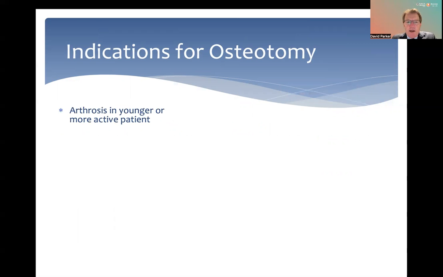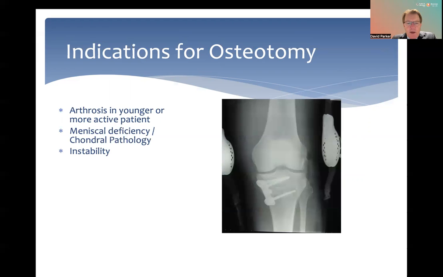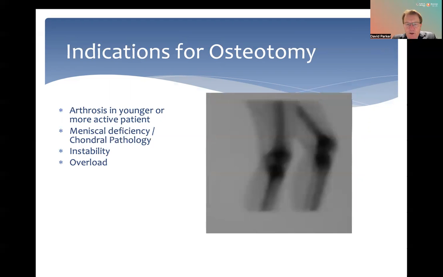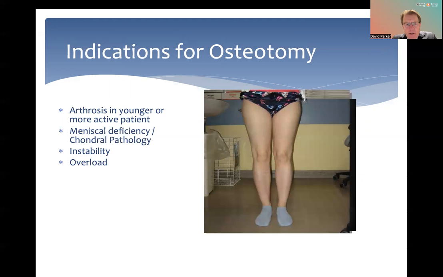So if we can start with discussing who should have an osteotomy, the indications for osteotomy are quite broad, the most common being arthritis in a younger and more active patient, patients who have meniscal deficiency or chondral pathology, such as this patient here having chondral treatment and offloading it with an osteotomy, patients with instability, patients who have malalignment that's affecting their instability, needs to have that corrected as well as a ligament reconstruction.